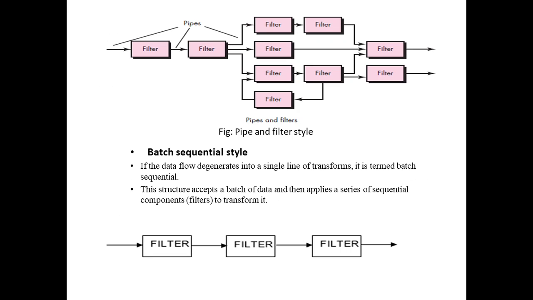See the diagram. This is an example of pipe and filter style. All the pipes are connected and filters are connected to them. So next style is batch sequential style. Here the data flow degenerates into a single line of transform. It is called batch sequential. Here, the series of filters have been connected. This structure accepts a batch of data and then applies a series of sequential components to transform it. The sequential components are filters.